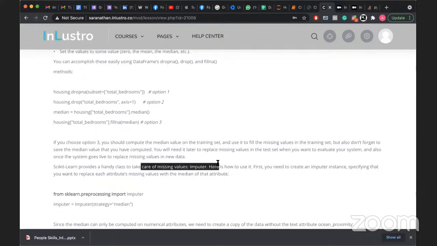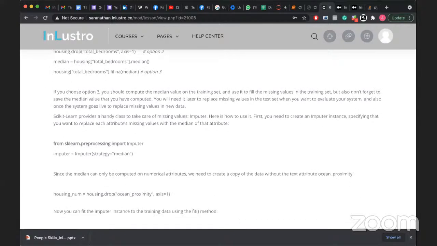So scikit-learn provides a handy class to take care of the missing values. It's called the Imputer class. Please remember, it's a very important concept. The imputer is used to handle missing values in a data set. You need to create an imputer instance and specify that you want to replace each attribute's missing values with the median value of that attribute. So how do you do that? Let's look at how you handle the imputer.